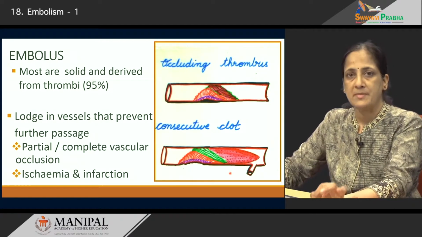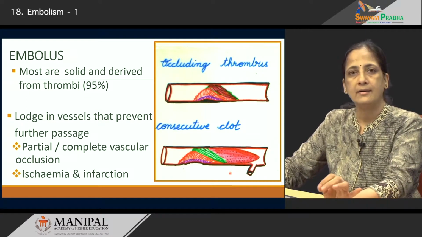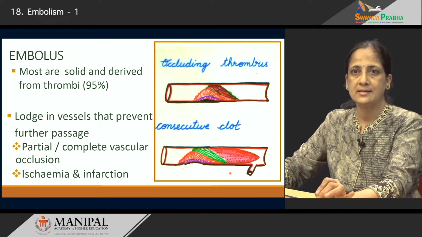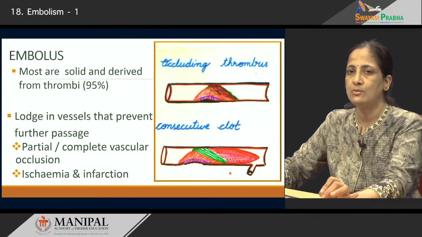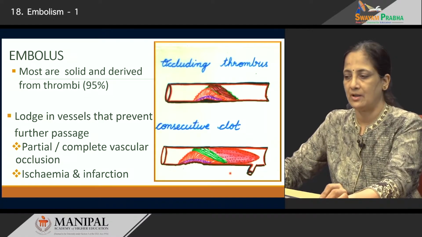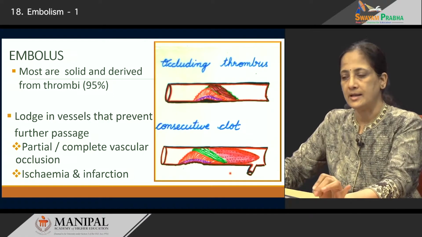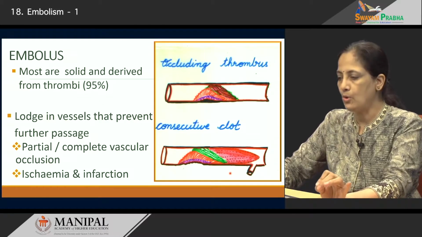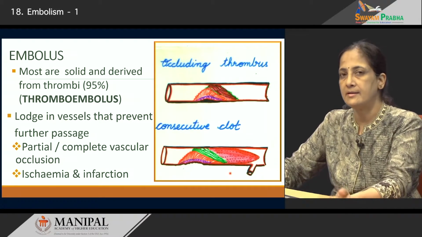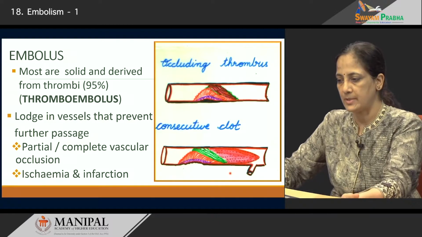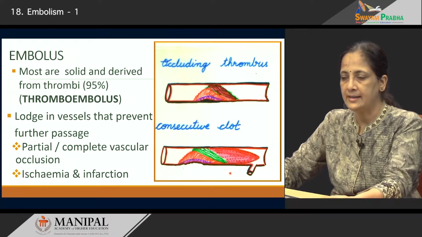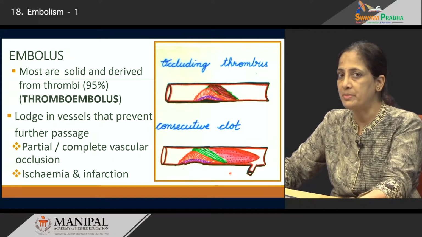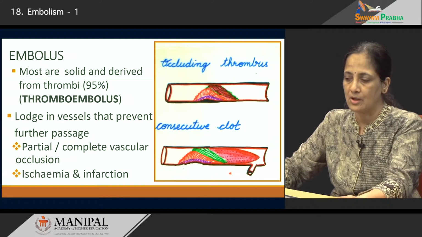What we must now remember is that most emboli are those in the solid state, and most are derived from thrombi within the circulation. So, these are, in other words, called thromboemboli because they are derived from pre-existing thrombi. Thrombi, as you know, tend to become dry and friable, and therefore, pieces can break away from it.